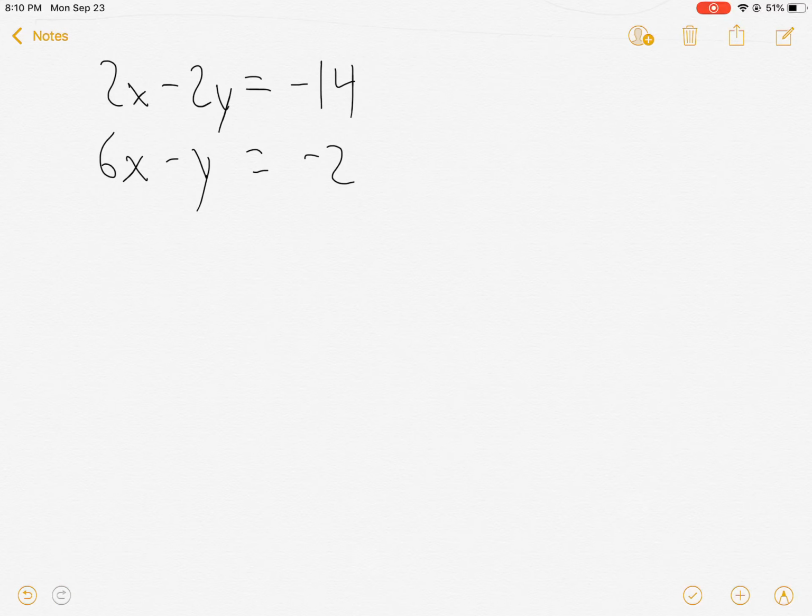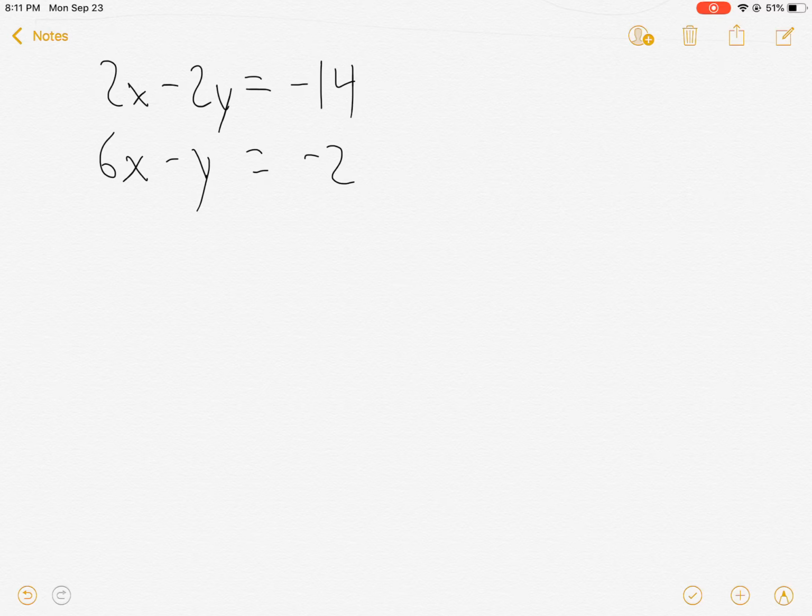Well, in my first equation, I've got a negative 2y. In my second equation, I've got just a negative y. So I do notice they're both negatives, which means I can guarantee I'm going to have to multiply by a negative number. Because if they're both the same sign, they'll never cancel out. One of them's going to have to be a different sign, which means I have to multiply by a negative to flip the sign.